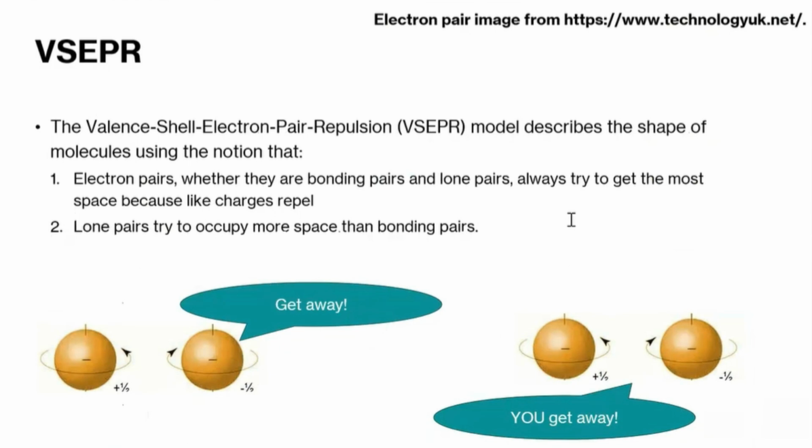And the second postulate is that lone pairs try to occupy more space than bonding pairs. This is mainly because bonding pairs are between two atoms and lone pairs just kind of sit on their own, which means that they'll try to occupy more space.